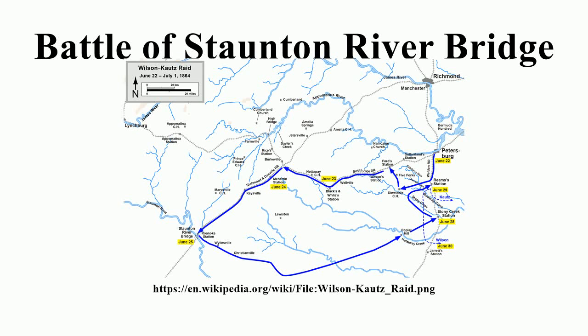The Battle of Staunton River Bridge was an engagement on June 25, 1864, between Union and Confederate forces during Wilson-Kautz's raid of the American Civil War. The battle took place around the Staunton River Bridge, over the Staunton River, in Halifax and Charlotte counties, Virginia.